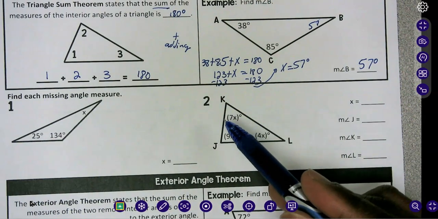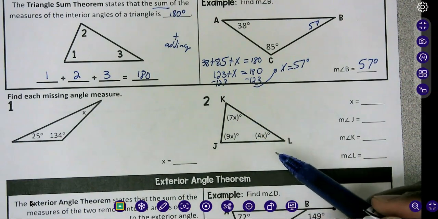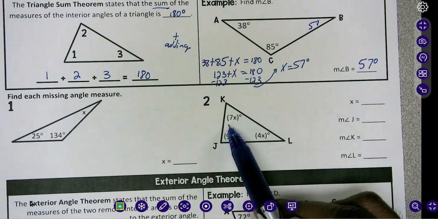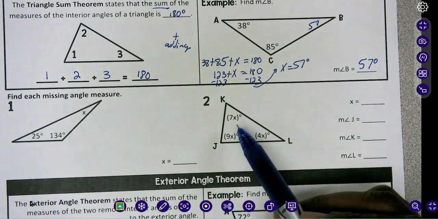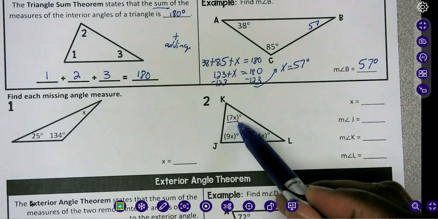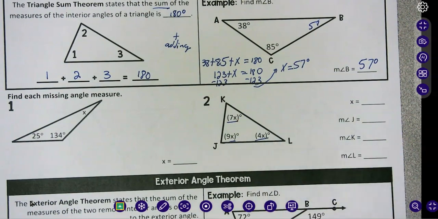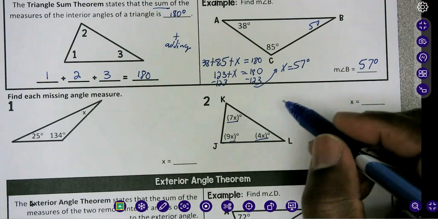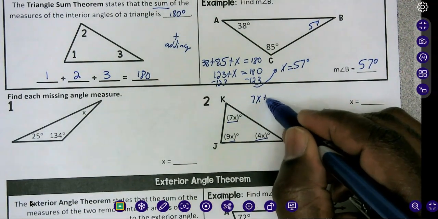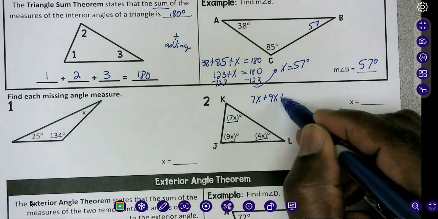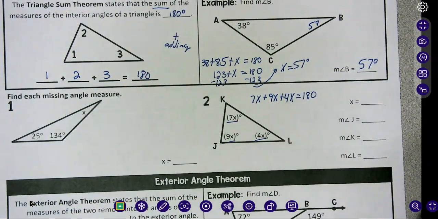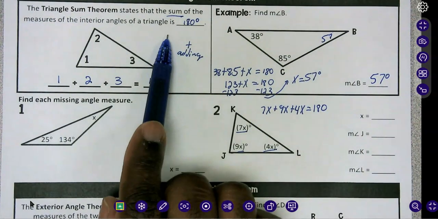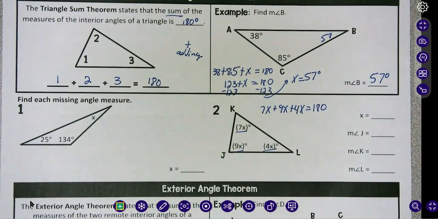What do we know about all 3 angles of a triangle? That they add up to be 180. Notice I'm not given numbers here like I was on this first example. If I'm given mathematical expressions with variables, then what you have to do is take each angle, add them together, and set them equal to 180. How do I know that? Because this theorem says that all 3 angles of a triangle add up to be 180.